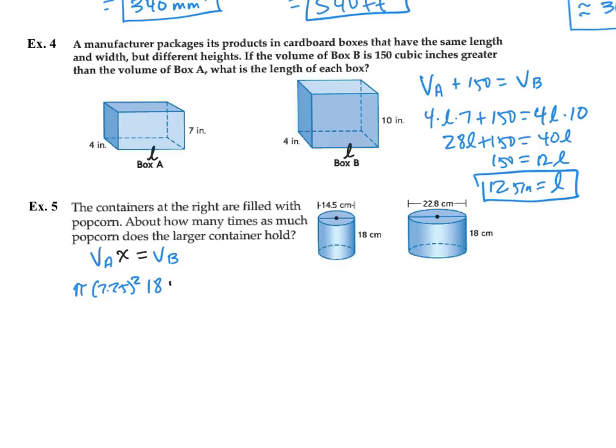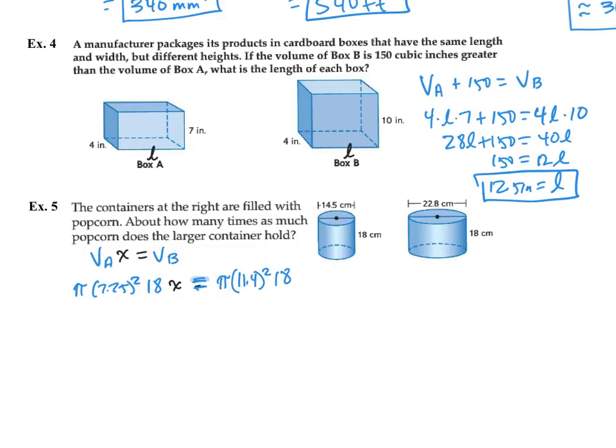Okay, times x is equal to the volume of box B. Well, if we want the volume of box B, we're going to take the area of its base times its height. There we go. Okay, so the area of its base would be, now remember this again is a diameter, so that means the radius is 11.4. So the volume of that second cylinder would be pi times its radius, 11.4 squared, times its height, which is 18.